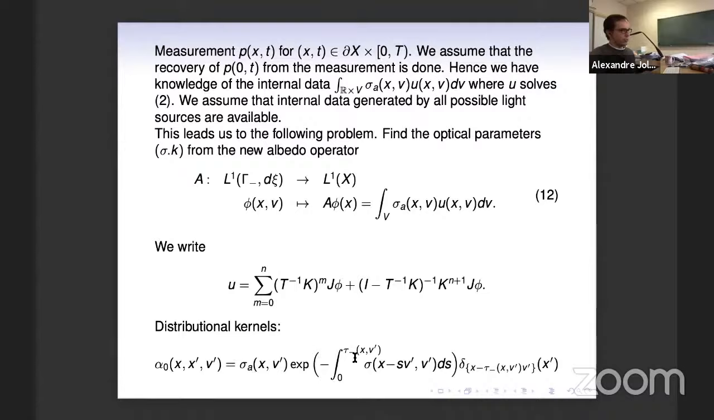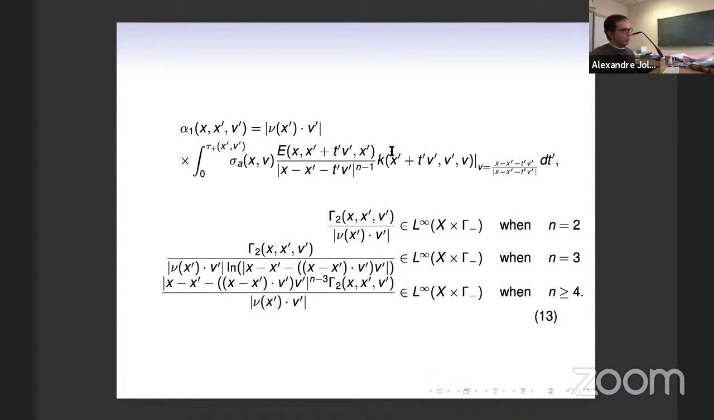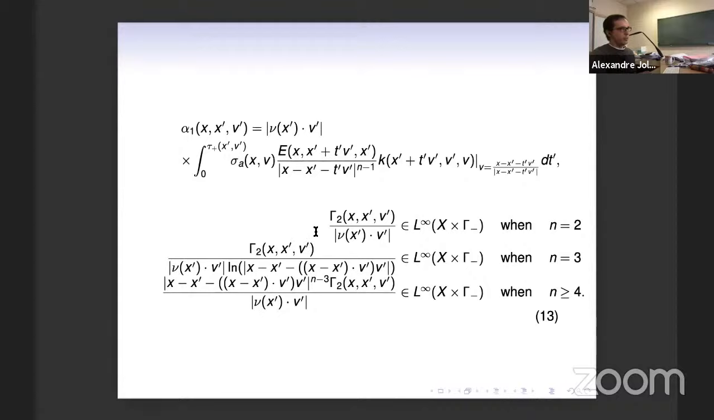And then you will need to retrieve this information from the single scattering part. So you need a way to separate the single scattering part and the multiple scattering parts. And so the way is to look at the asymptotics when x is closer and closer to the straight line which passes through x prime in direction v prime. So you will use this asymptotics to separate alpha 1 from the rest.